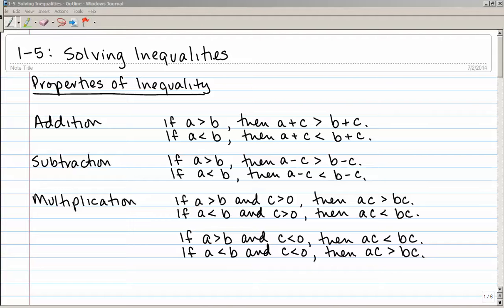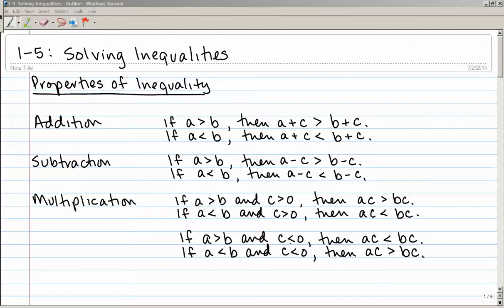Now, where it gets a little tricky is with multiplication and division. So I'm going to multiply both sides of the inequality by the same thing. So in this case, I've multiplied both by C. And as long as C is greater than 0, that is, C is a positive number, then if A is greater than B, then A times C is greater than B times C. And the same thing for less than. That's if C, what you're multiplying by, is a positive number.